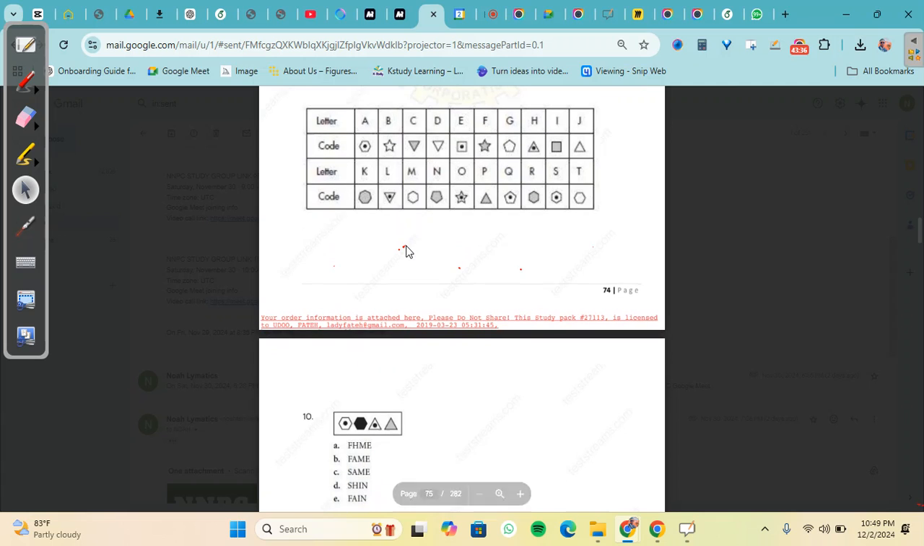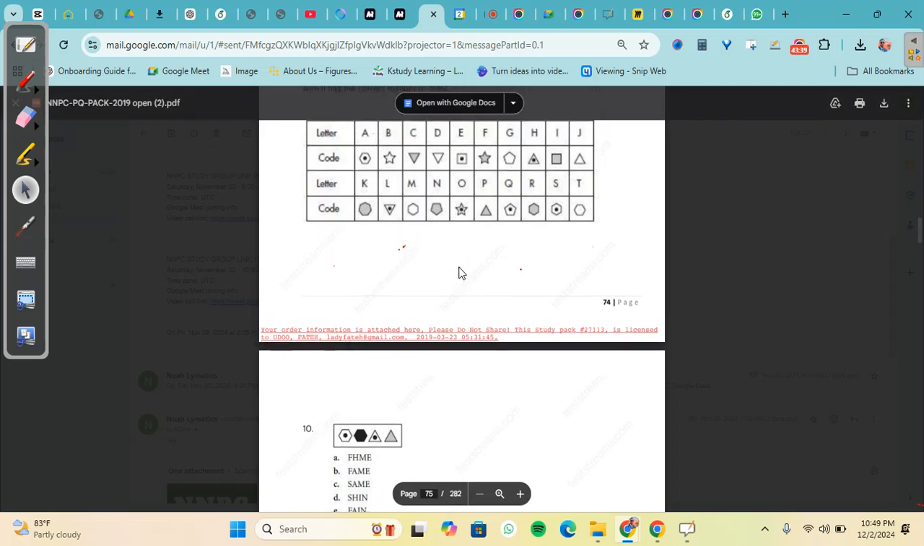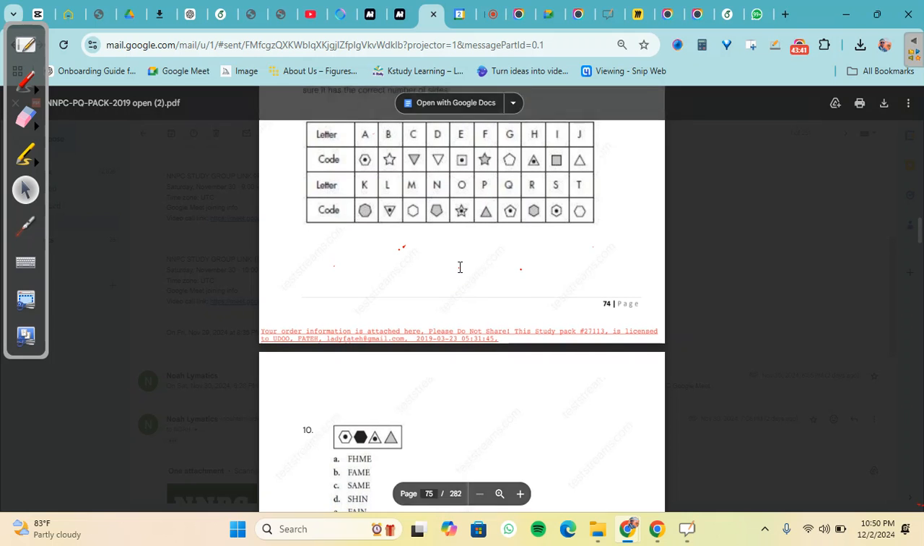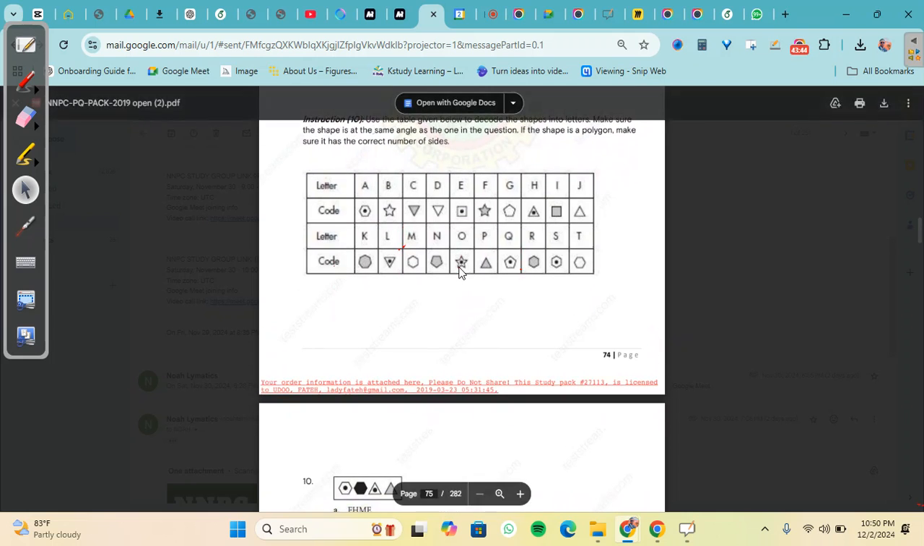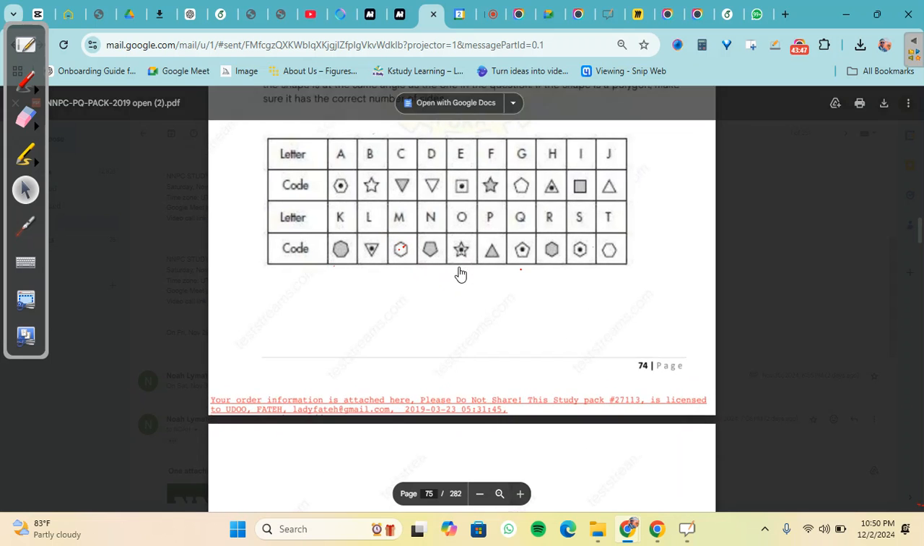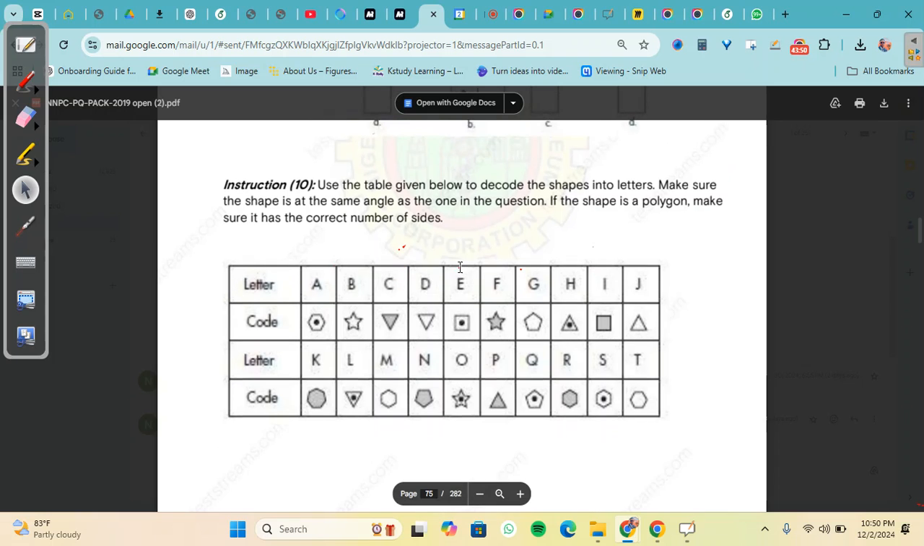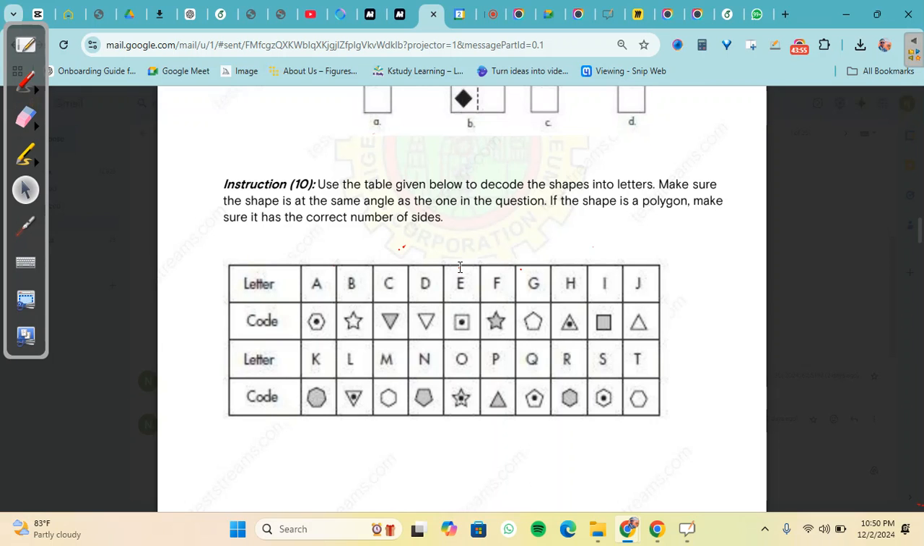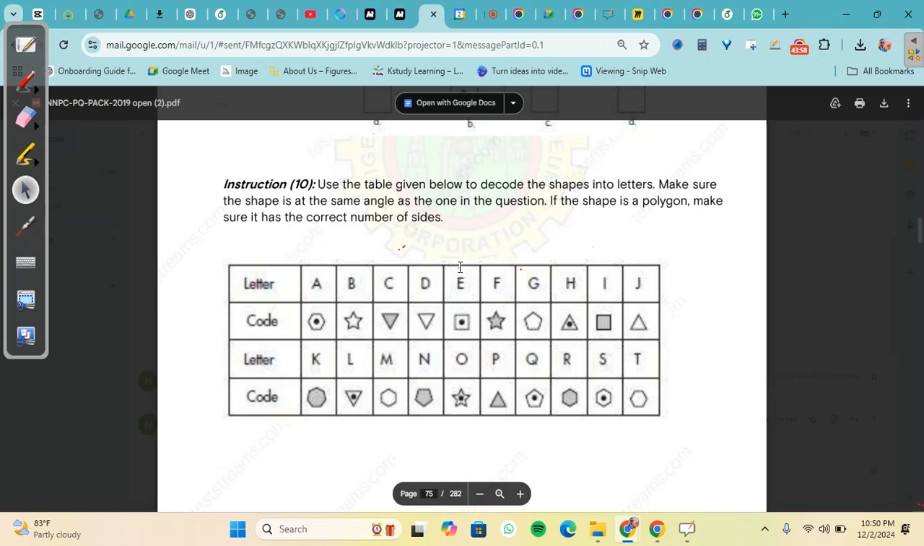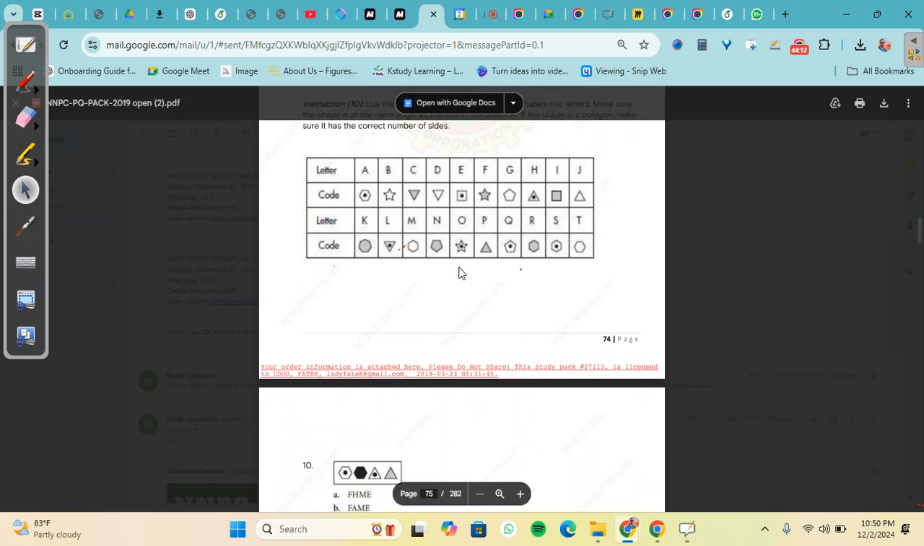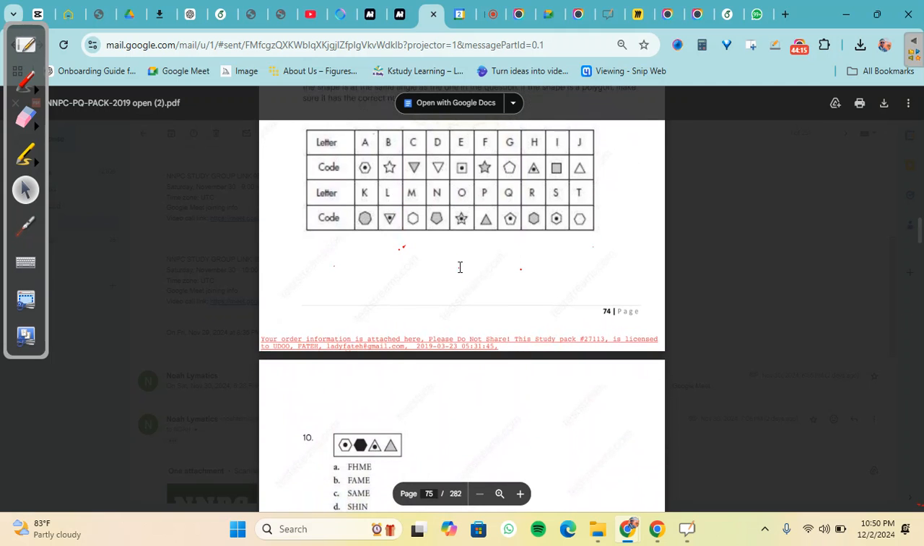But now the main thing is, can you solve this one? What's happening here? This is the instruction. Let me zoom in. The instruction says use the table given below to decode the shapes into letters. That means if I have a shape, I have to decode the letters. Make sure the shape is at the same angle as the one in the question. If the shape is a polygon, make sure it has the correct number of sides. So that's the instruction. Now let me zoom out and show you the table.